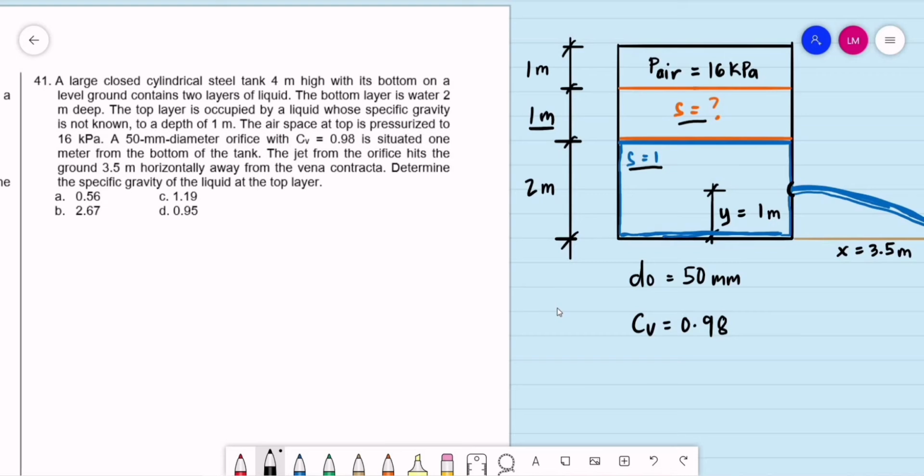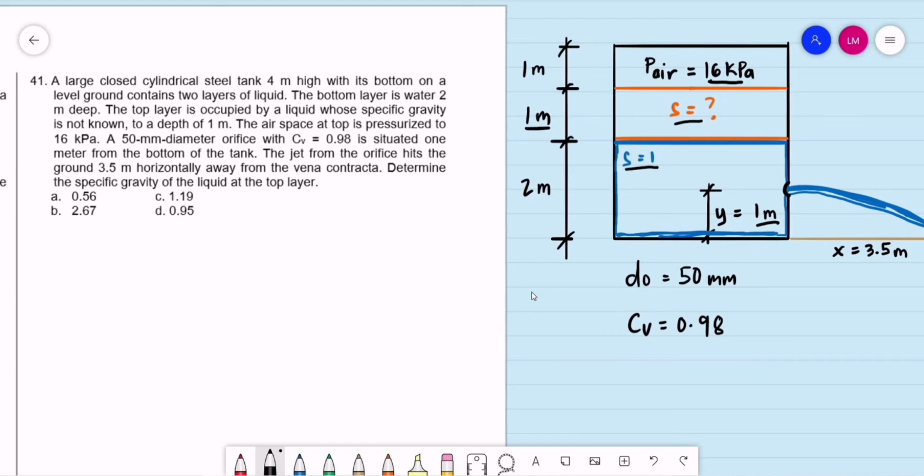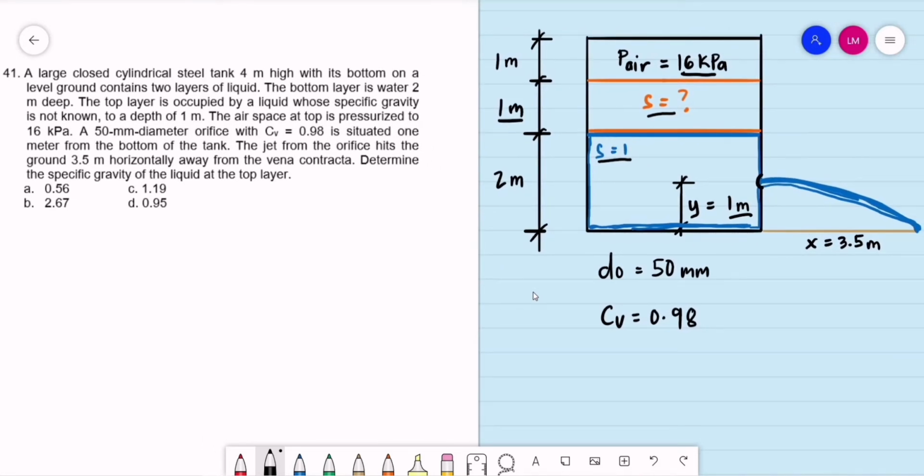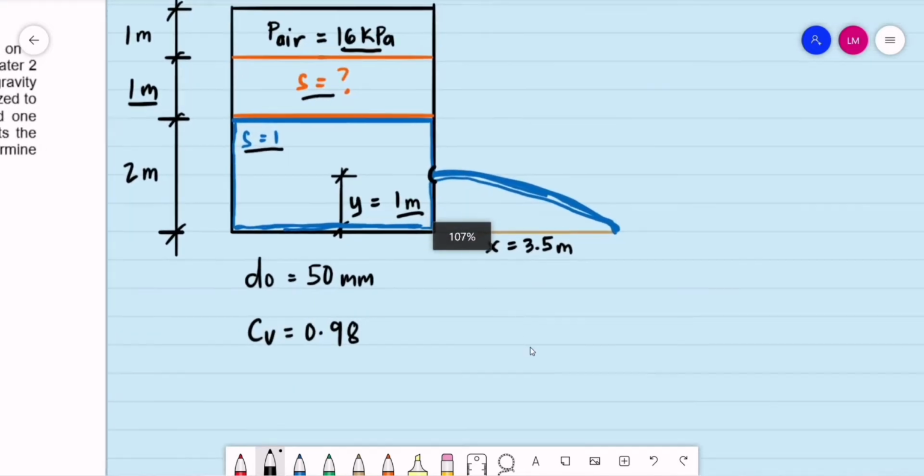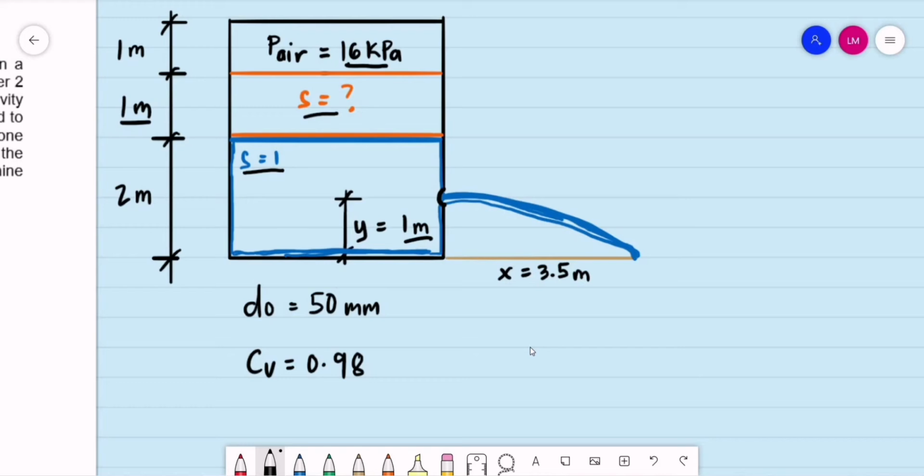The airspace at the top is pressurized to 16 kilopascals. A 50 mm diameter orifice with C sub B equal to 0.98 is situated 1 meter from the bottom of the tank. So, the jet from the orifice hits the ground 3.5 meters horizontally away from the vena contracta. Determine the specific gravity of the liquid. So, ito yung illustration natin para sa problem na to. So, hangin, 16 kilopascals, 1 meter na unknown liquid, tapos 2 meters na tubig. Yung orifice is 1 meter from the bottom of the tank.